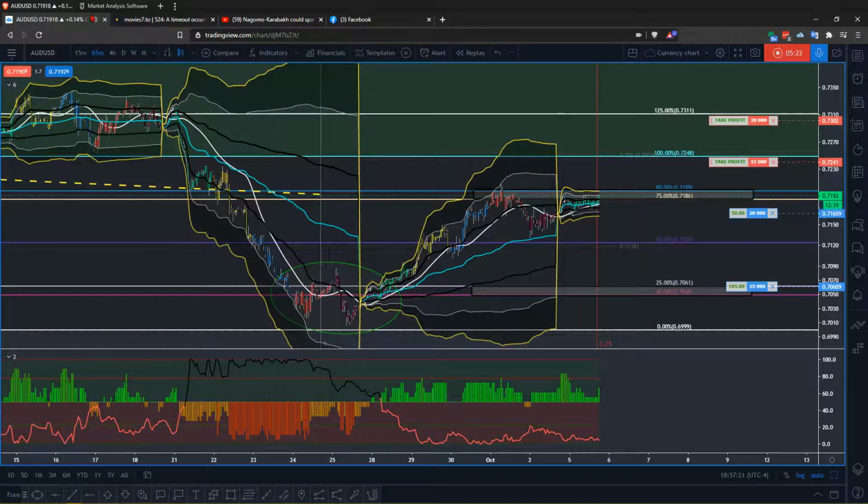So that's been my outlook for the AUD USD pair for the week, I guess we would say, because I am very confident that it is going up.